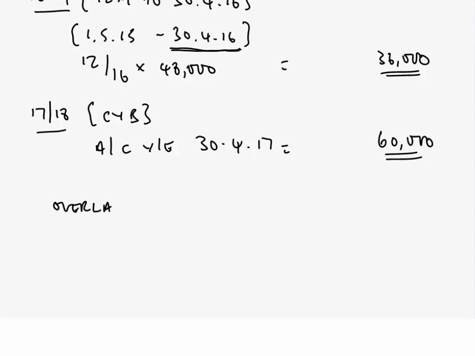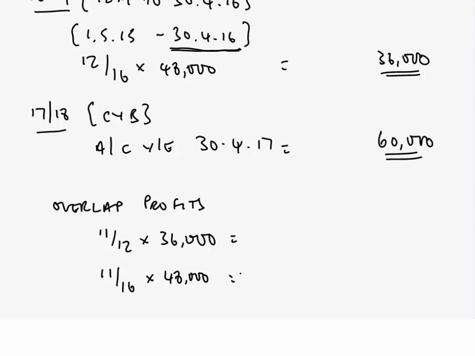So, what overlap profits do we have? We've seen that we've got 11 months worth of overlap, so 11/12 of 36,000 being what was assessed there in those 2 years. The other way of looking at it is that it's 11 months out of 16 months in which we made £48,000. Either way, we are talking about £33,000 of overlap profit that has arisen. £33,000 of overlap profit.